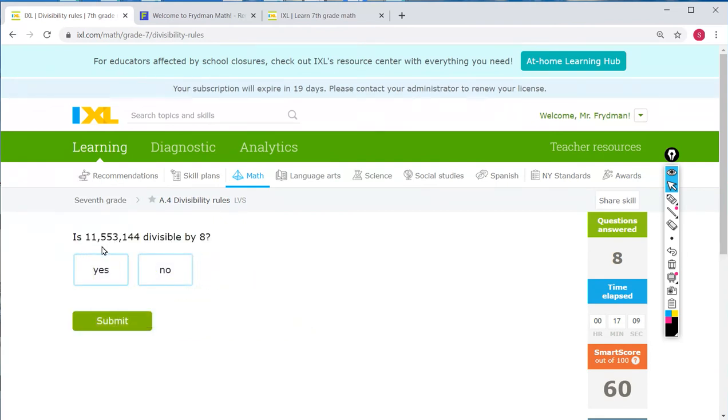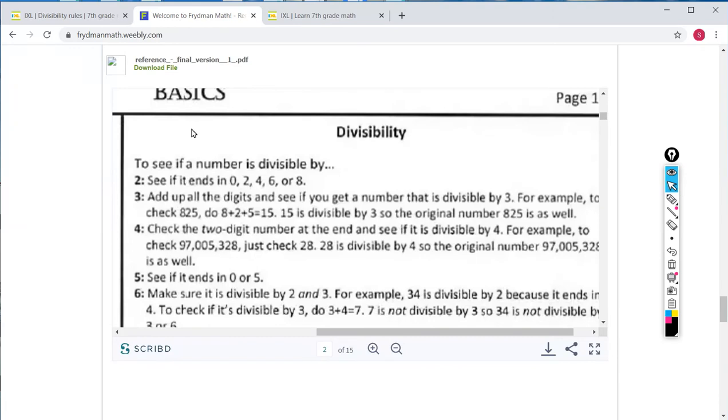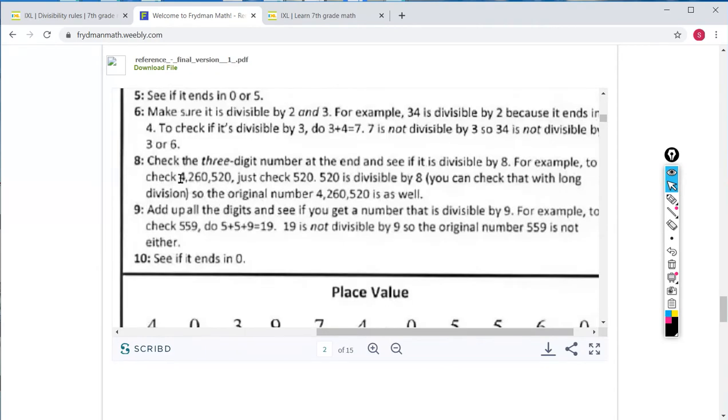Is 11,553,144 divisible by 8? Now the rule for divisibility by 8 is actually very similar to the rule for divisibility by 4. Here's the rule for 8. Check the 3-digit number at the end and see if it is divisible by 8.